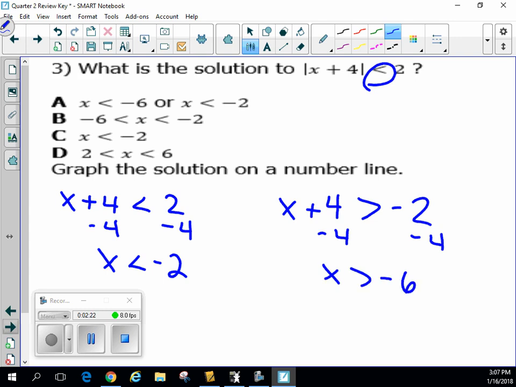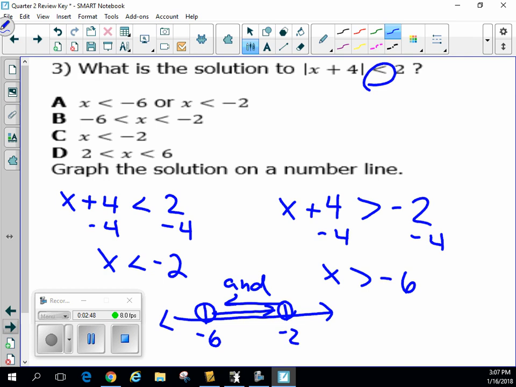I like to jot this on my number line to help me figure out if it's an and or an or statement. If x is less than negative 2, less than would then be pointing to the left. X is greater than negative 6. Again, that would be everything in between, so that makes it an and statement. With that being said, your answer is B.